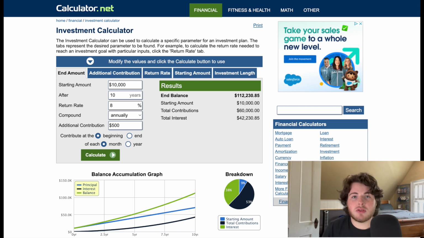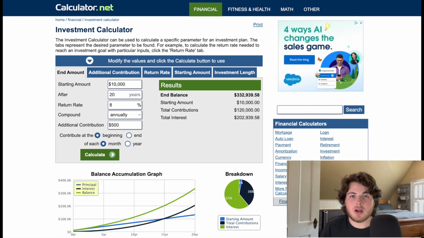So let's go to 20 years out. If we go 20 years out, you will end up with over $332,000. Now that is over double $112,000, and that is because the compound interest from the first $112,000 in the first 10 years gives you even more returns in the next 10 years. So your total contributions are now double $120,000, but your total interest is now over $200,000.